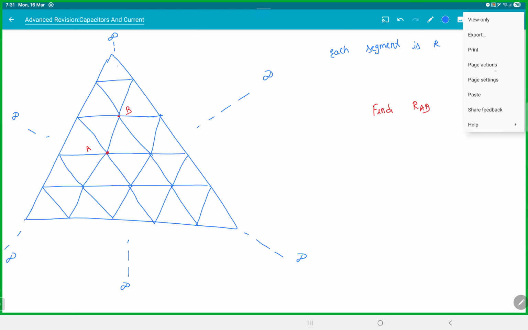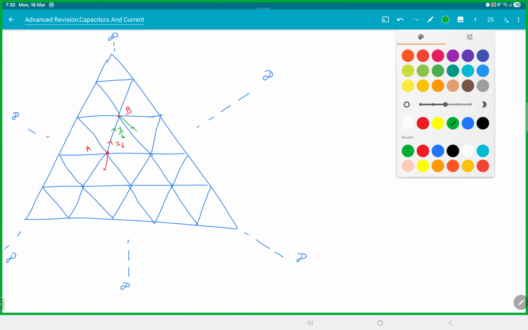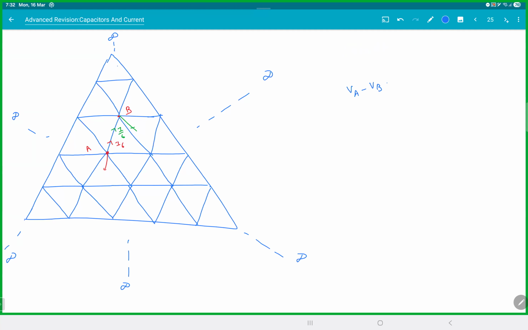So how do we do this? Same story. Let the current only flow through I, and this would have been I by 3, I by 6, I by 6, I by 6. And if you pull current I from here, that also would have been I by 6. So that would have been I by 3, right? So VA minus VB would be I by 3 into R. So resistance between A and B would have been VA minus VB by I, which is R by 3. Easy?